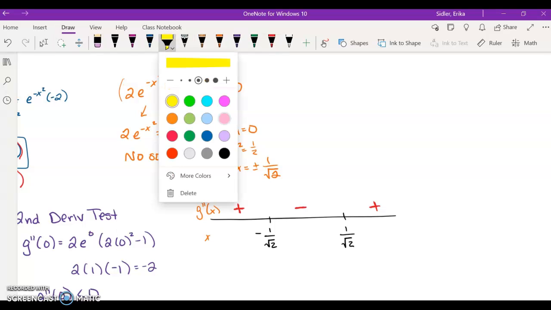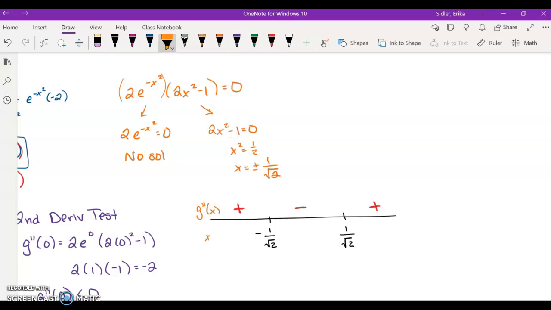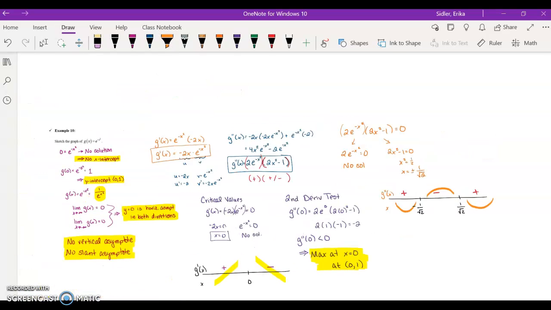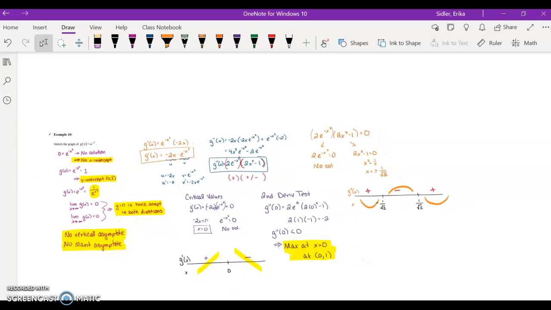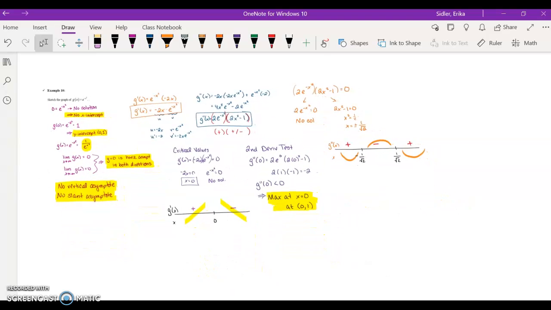So what we figured out there is that we've got concave up, concave down, concave up. But again, don't fall into the trap of assuming that it's just going to look like this, because that's how polynomials work. That is not how exponentials usually work. So we've got inflection points at this positive and negative 1 over root 2. We know our concavity. We've got basically everything we need here.